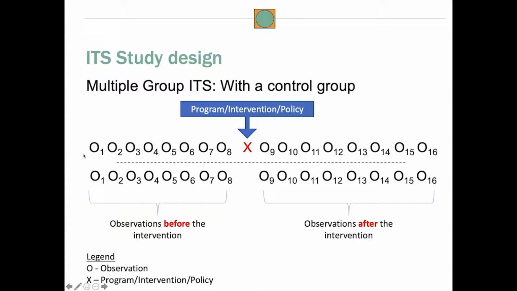So in the first line, we have our exposed group because they are exposed to the intervention, and our unexposed group is not exposed to the intervention, or our control group is not exposed to the intervention. And the third part of this video tutorial series will focus on the multiple group ITS.